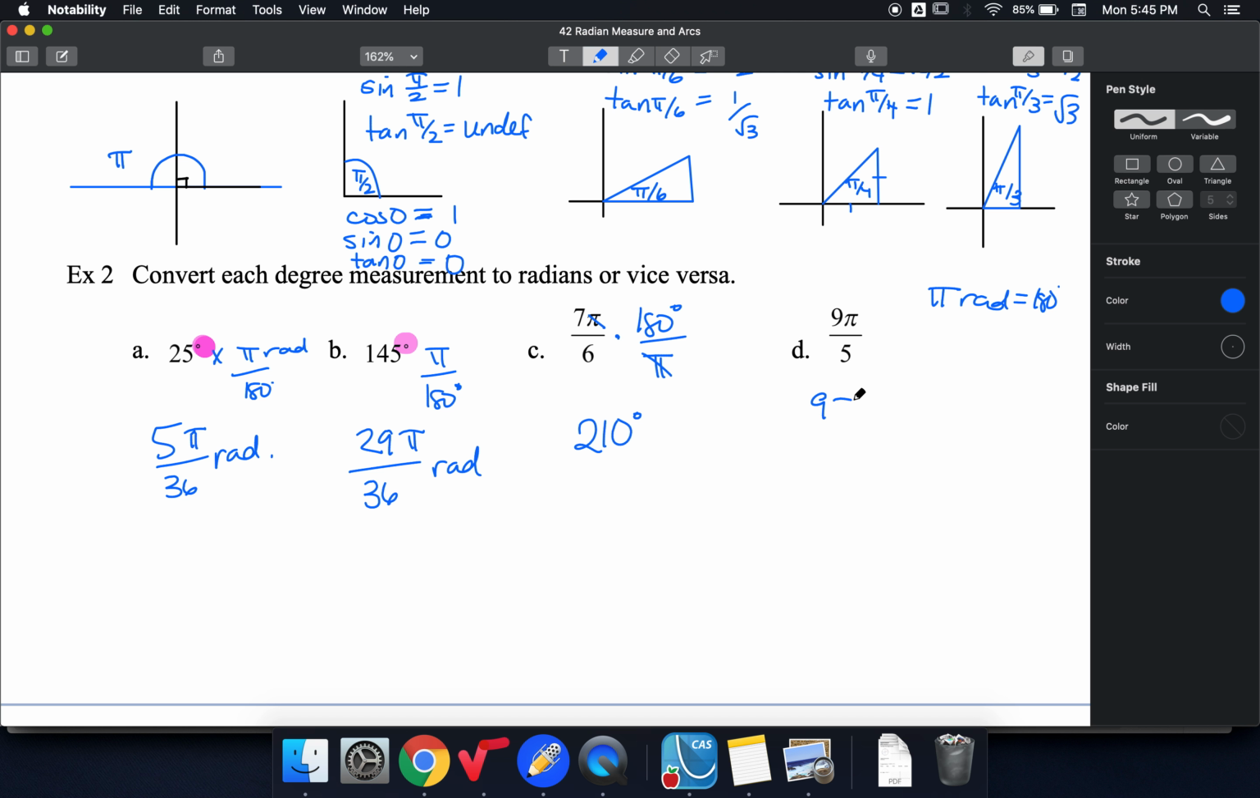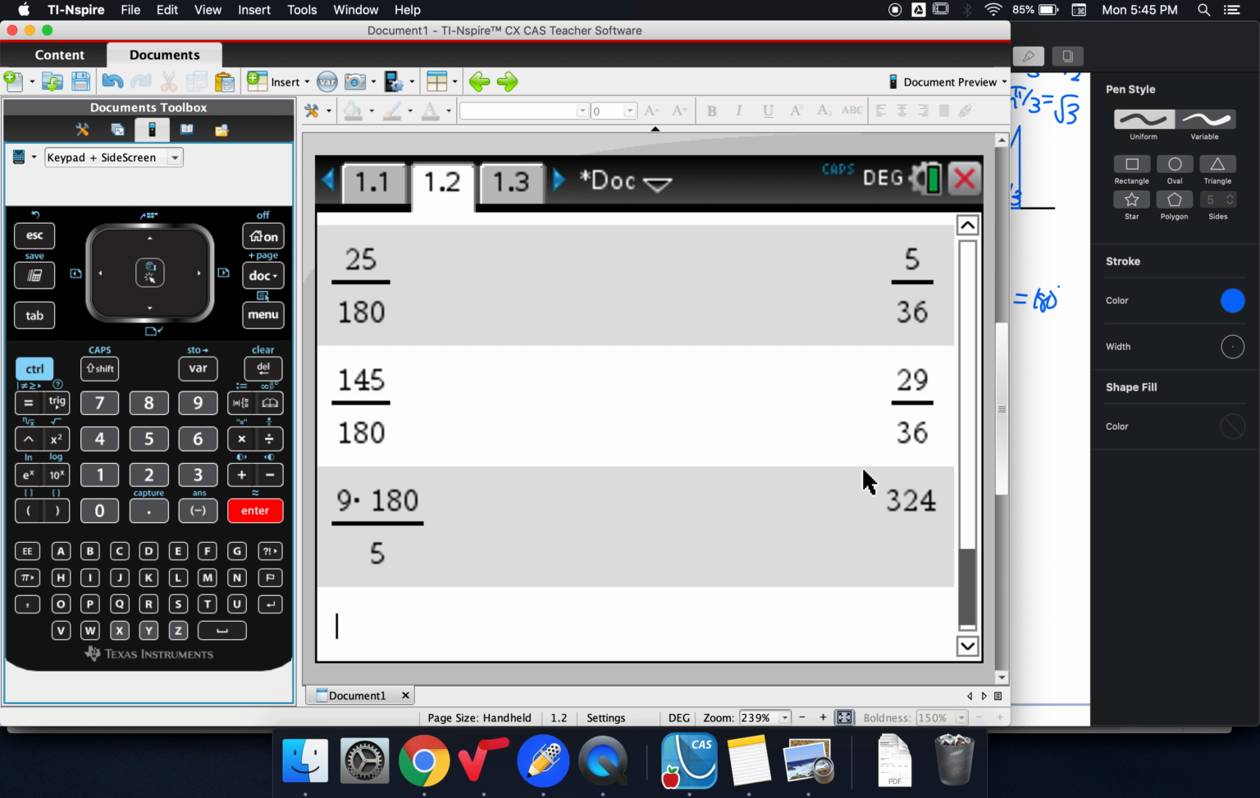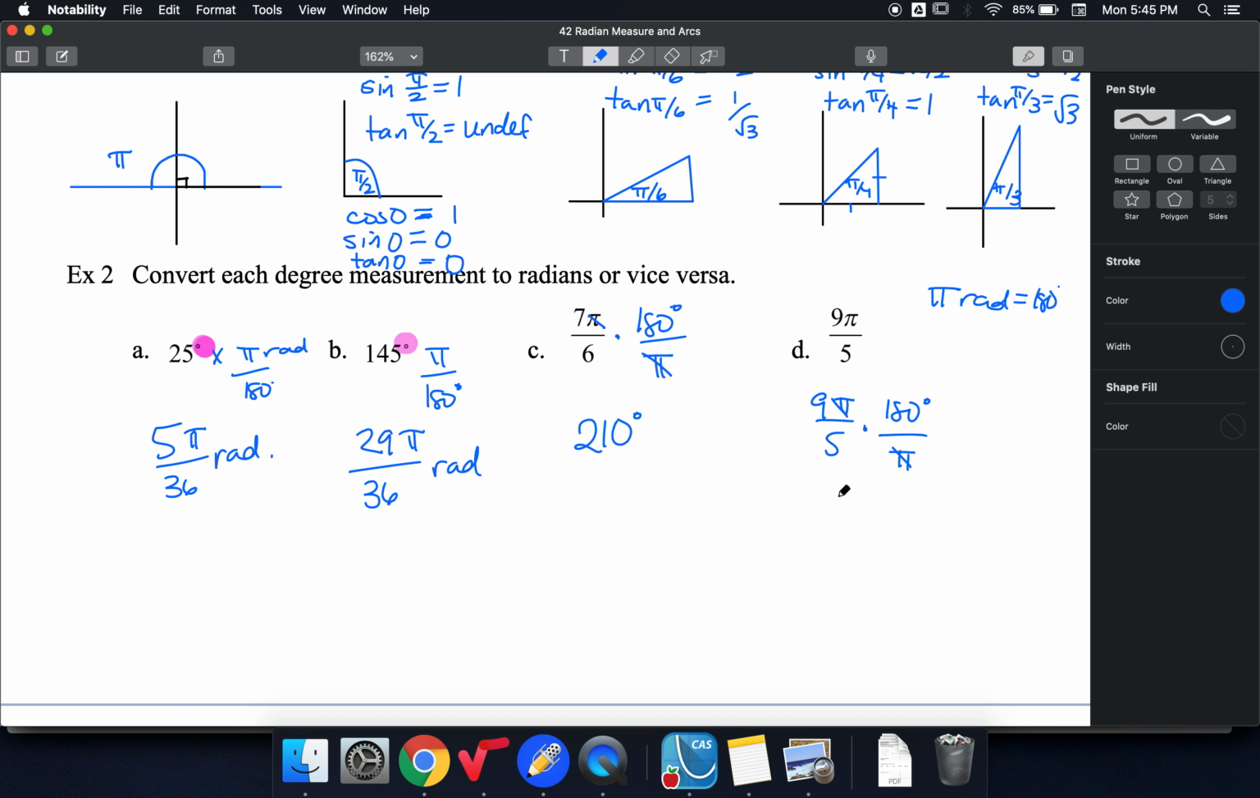So 9 pi over 5. I'm going to multiply by 180 to get degrees on top, divide by pi to cancel out the radians. And then I'm not going to try and do that in my head because you know I'll make a mistake. Divide by 5, and I get 324 degrees.